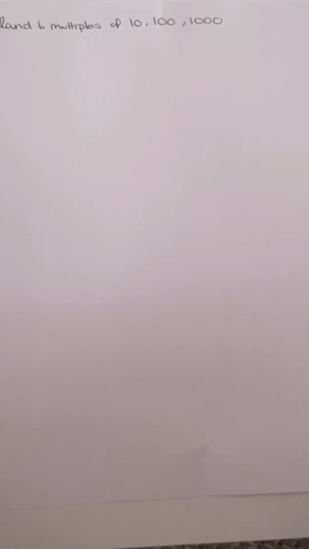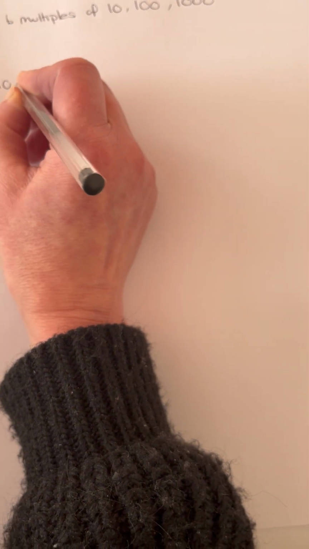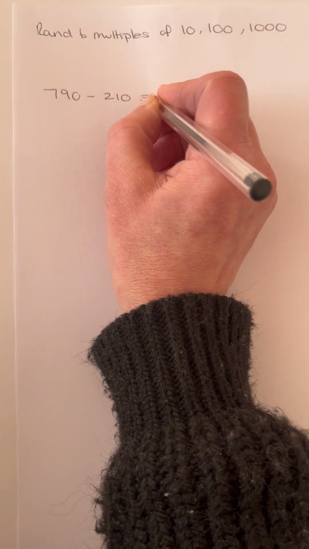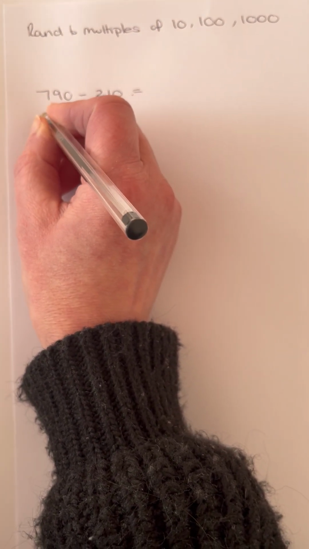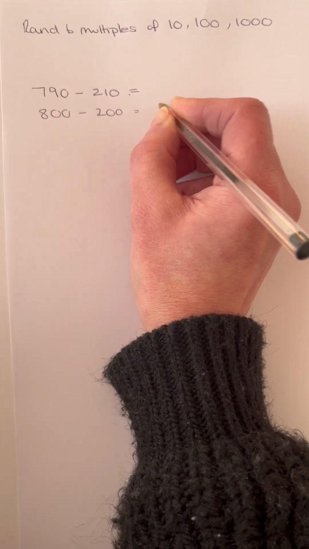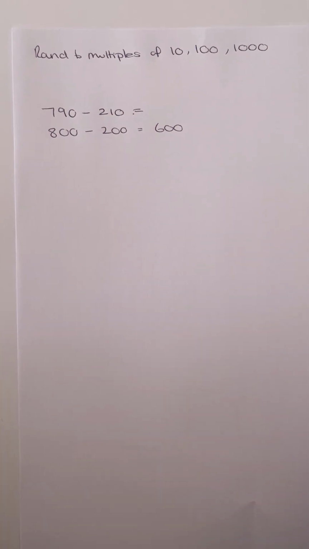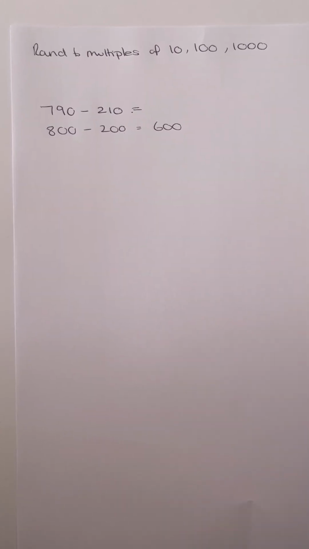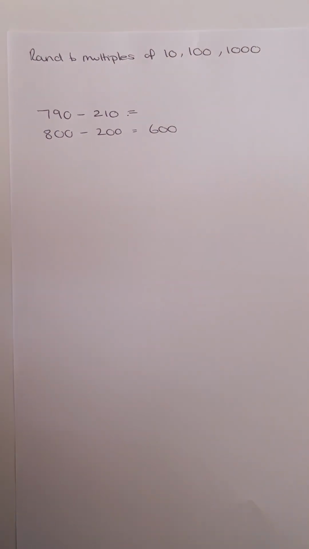So let's have a look at some numbers. If I was looking at 790 minus 210, and I wanted to work that sum out, I could round this to the nearest 100, and I could round this to the nearest 100. So I would know roughly my answer would be around 600. That gives you an estimation of what it could be.